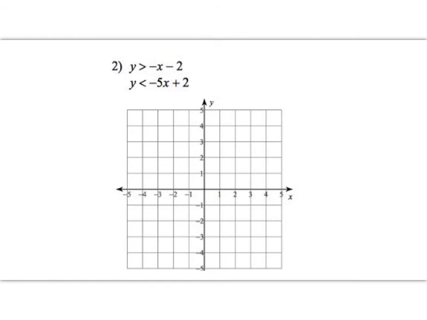And the first equation is y is greater than negative x minus 2. So first you want to graph the y-intercept. Then from there you're going to go down 1 over 1, down 1 over 1, down 1 over 1. Since it's greater than, you just want to do a dotted line all the way across. And then since it says greater than, you're going to shade all the way up.